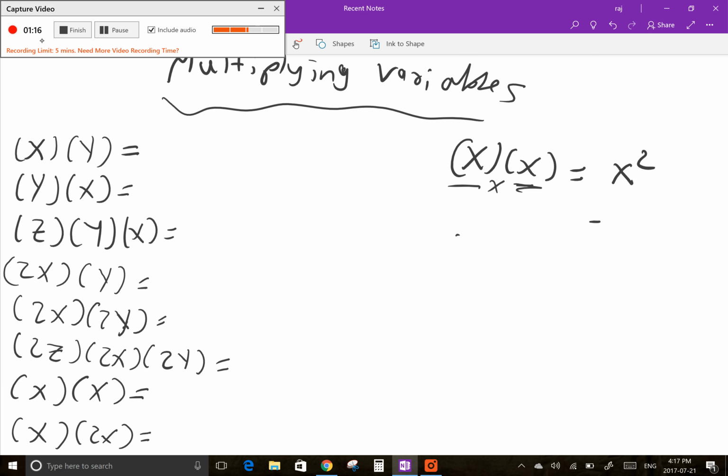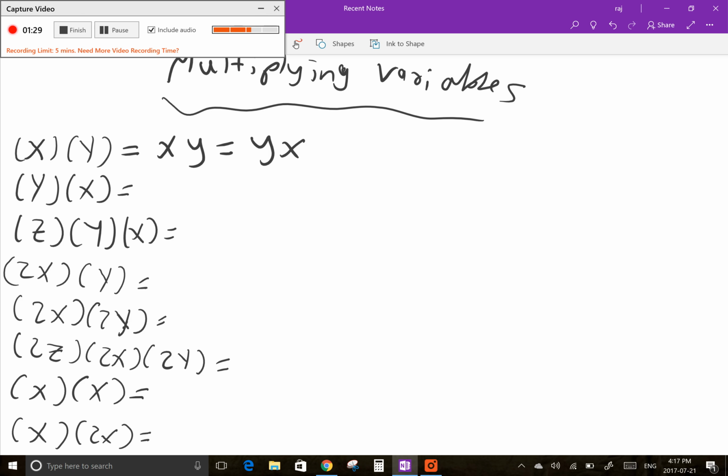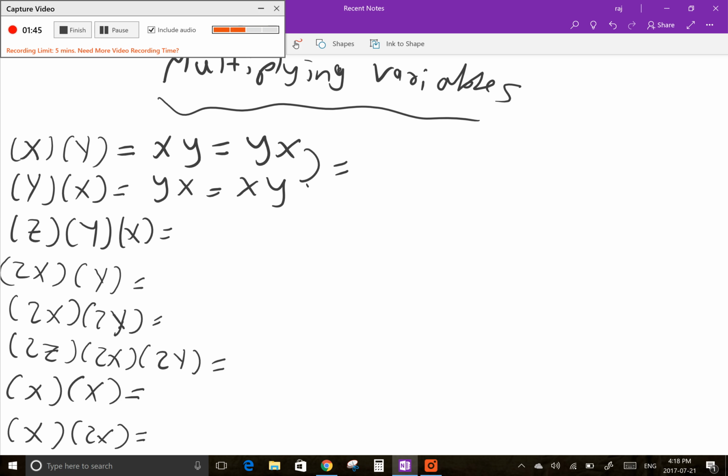Okay, now let's start with the examples. First example, x times y. So x times y is simply xy. All you need to do is write it like this. You can also write this as y times x. It's the same thing. Now y times x is yx, or you can write this as xy. These two are exactly the same thing. They're equal to each other.